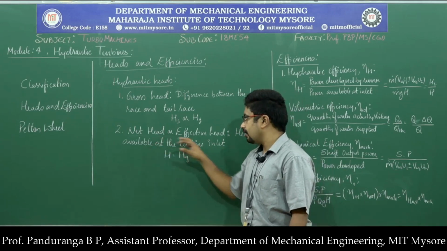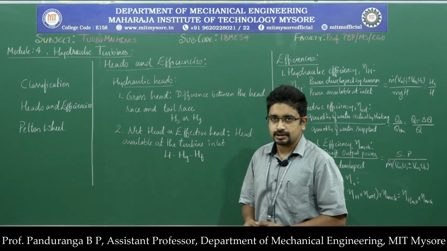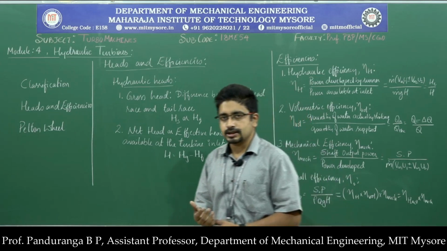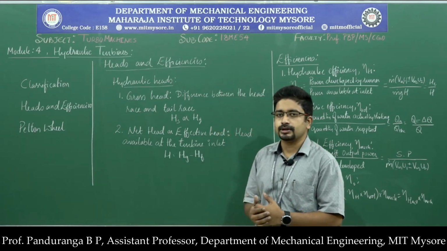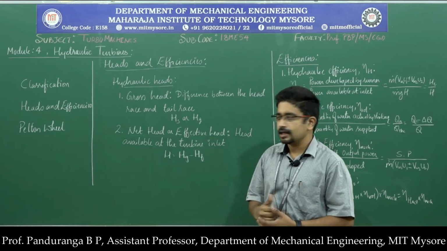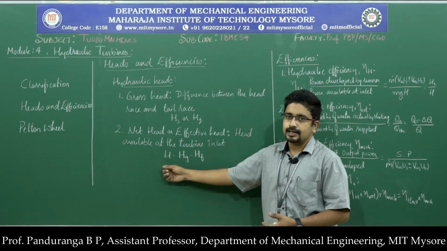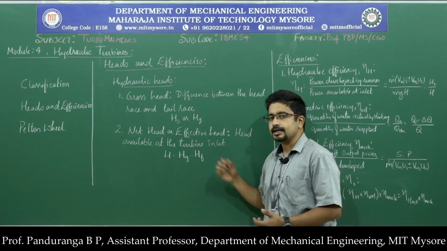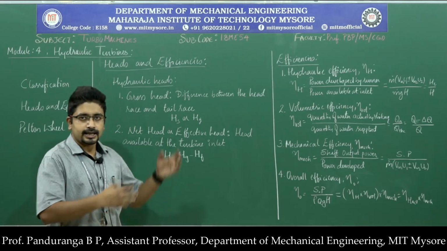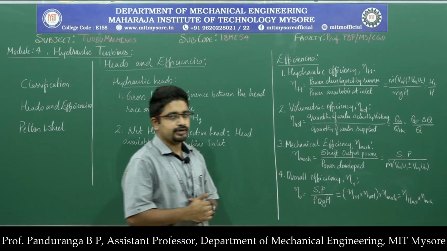Then we have the net head or the effective head, and that is the head available for power production at the inlet of the turbine. That is, after taking out the losses from the gross head, whatever head is available we call the net head or the effective head. It is denoted by capital H, and is given by Hg minus Hf, where Hf is the loss that occurs due to friction as the water flows through the penstock. Then let us see the efficiencies.